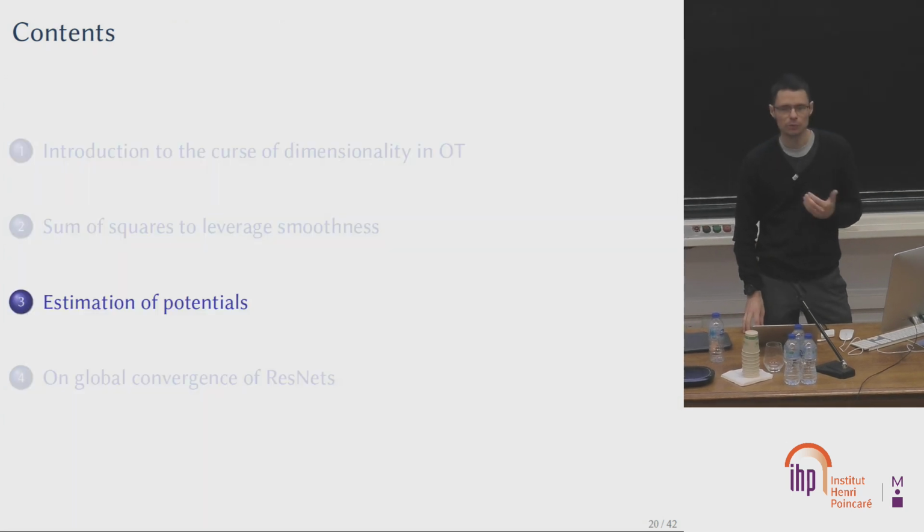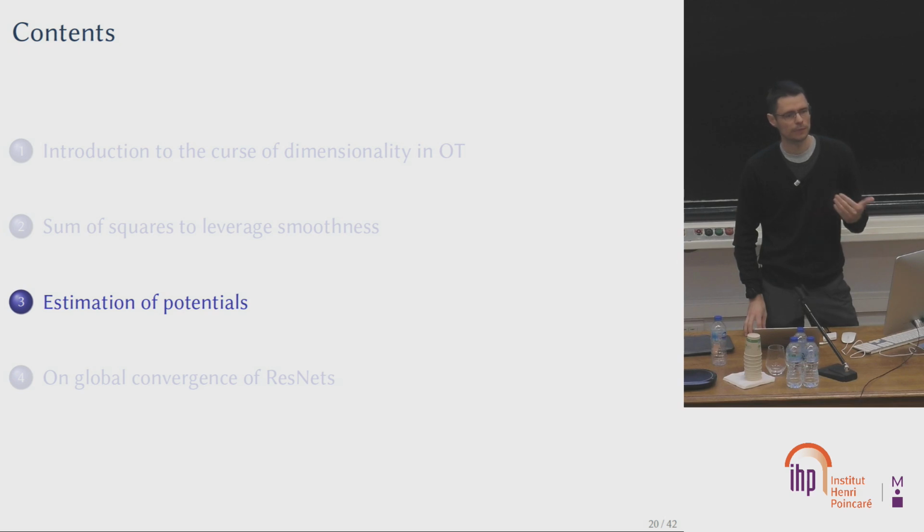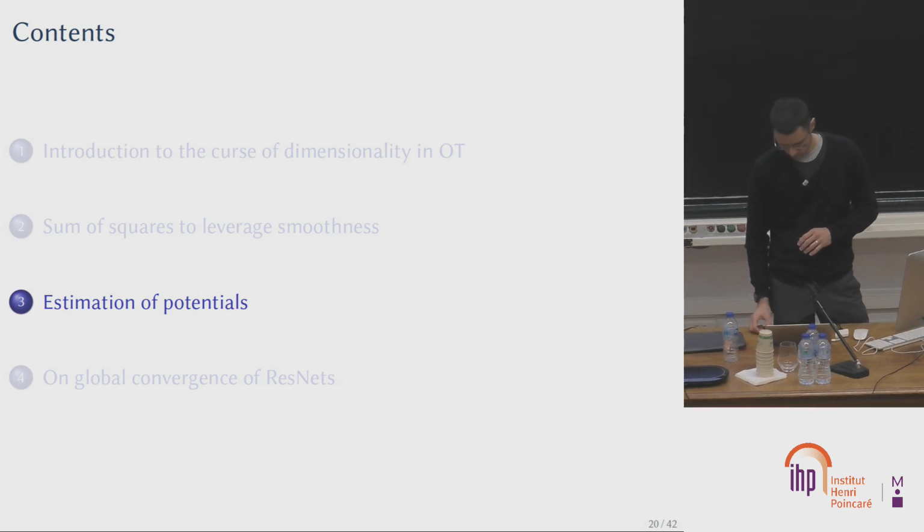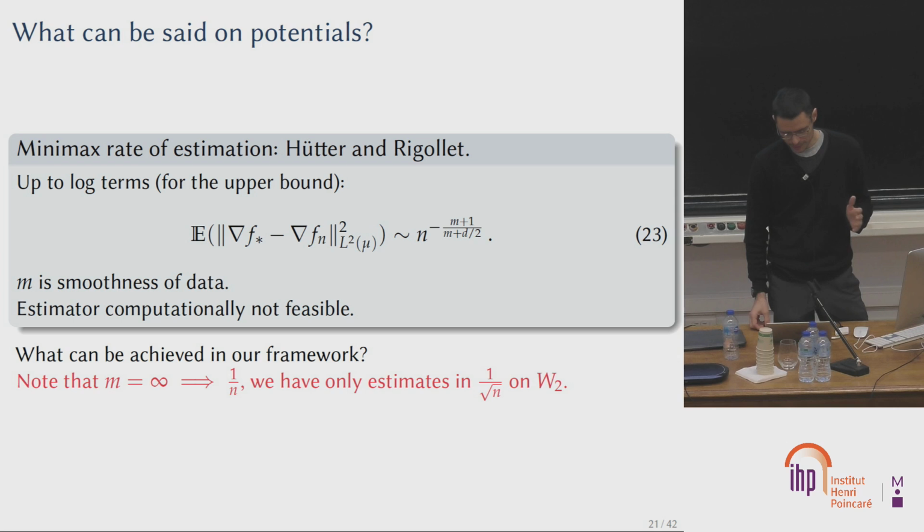So now we can do a bit better. So this was for the estimation of the Wasserstein 2 distance. And now it would be nice if we can prove quantitative estimates on the potentials. Okay? And the potentials are simply defined by a convex minimization problem. So maybe you can hope to prove something on the argmin. So what can be said on potentials?